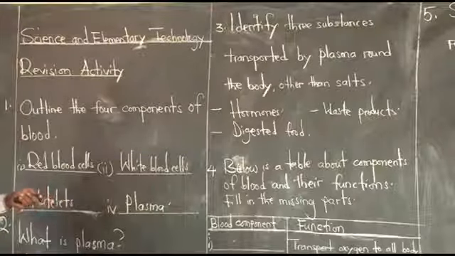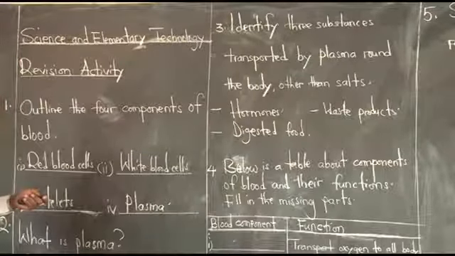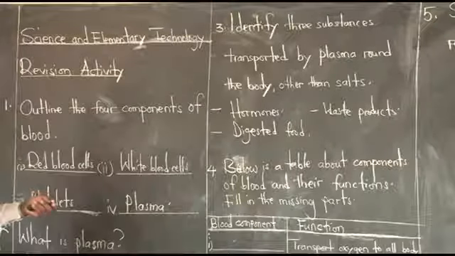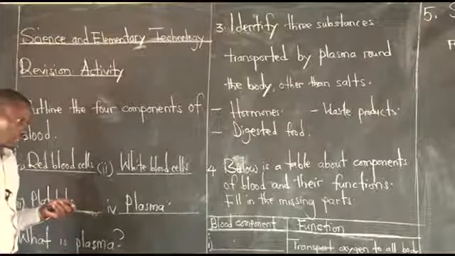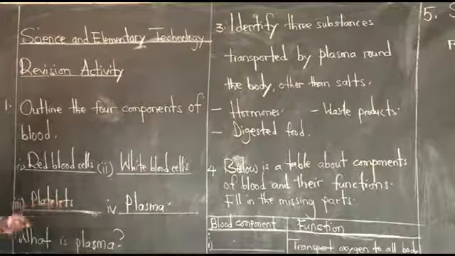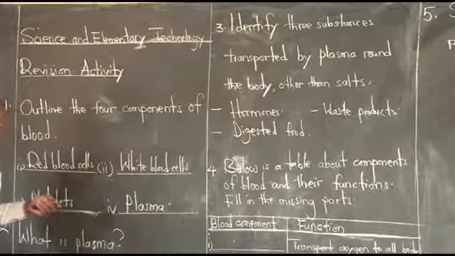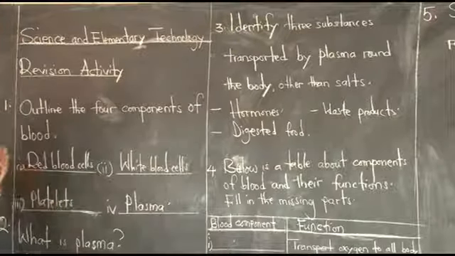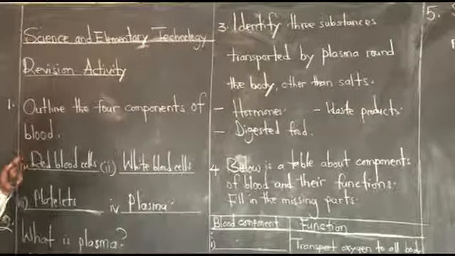Okay? So when you come to the next number, here we are given a table about components of blood and their functions. Yes, fill in the missing parts. So we talked about blood components. So remember, plasma is a blood component, part of blood. But it has also got its components which I've discussed.